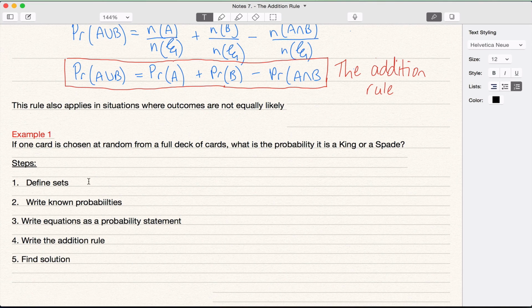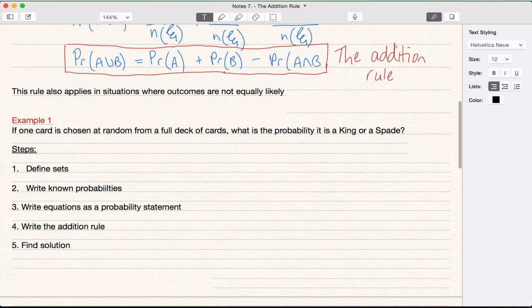First step is to define your sets. The second step is to write the known probabilities. Third step is to write equations as a probability statement. Fourth step is to write the addition rule that we've just learnt up here. And the final step is to write the solution.